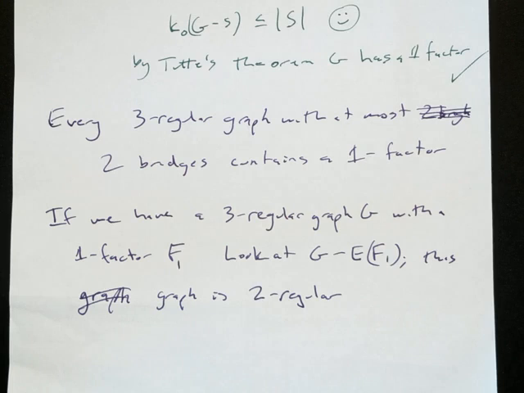Oh, but C5 can't contain a one factor. Why? Odd. But some of the other graphs I drew, maybe when I take them out, the resulting pieces are even. Maybe it's not true in the Petersen graph, but maybe I take away the one factor and I'm left with a C10 instead of two C5s, right? Well, then I could have a perfect matching.